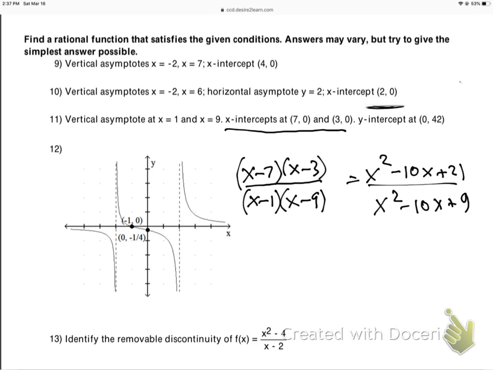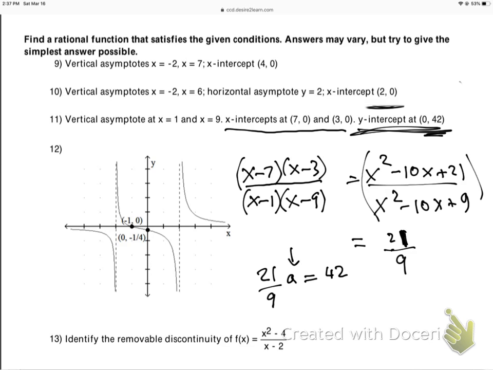Now then, here's a problem. This is not going to give me this y-intercept. If I set all the x's equal to 0, I'm going to be left with 21 over 9, right there. So that's not going to work. I need to get 42. In other words, what do I need to multiply this by to get 42? What's this thing I need to stick in front of all this to get to 42?